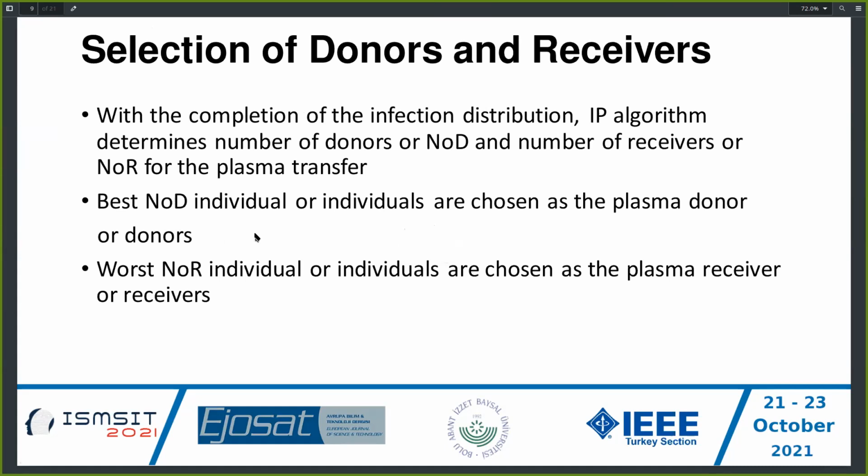After we have the infection, we calculate the fitness value for each individual. This gives us the immune response for each individual, and when we have the immune response per individual, we can determine which of these individuals become donors and receivers. As I said, the individual with the best immune response becomes the donor, and those with the worst become receivers.